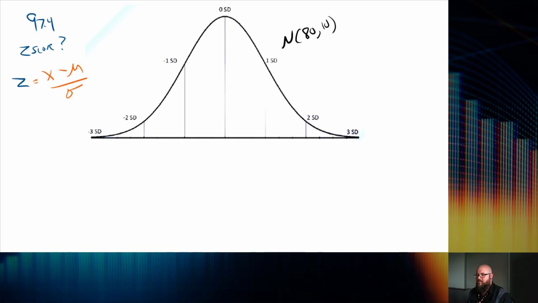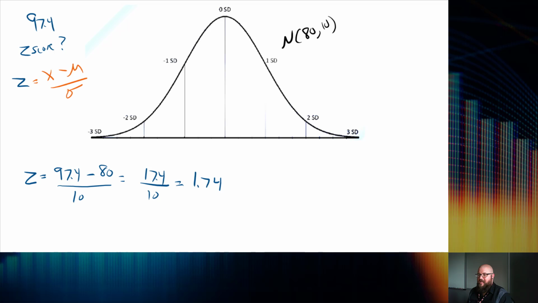So for this one, our z-score, we have 97.4 for our x value minus 80 for our mean divided by 10 for our standard deviation. So if we do this, that should give us what up top? It's going to give us 17.4, and we're going to have 10 on the bottom. So if we divide that by 10, we should get 1.74 for our z-score.